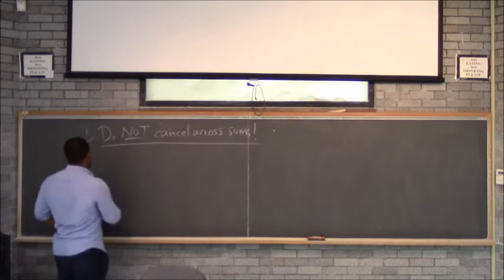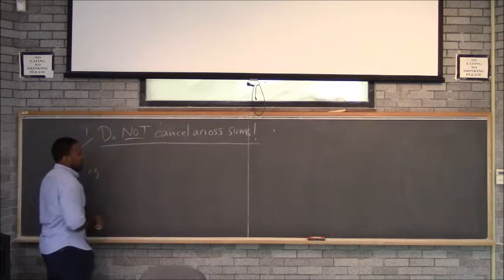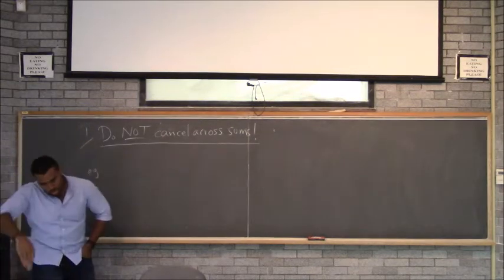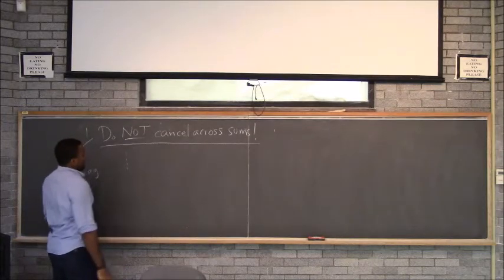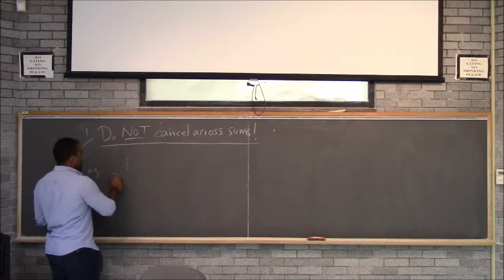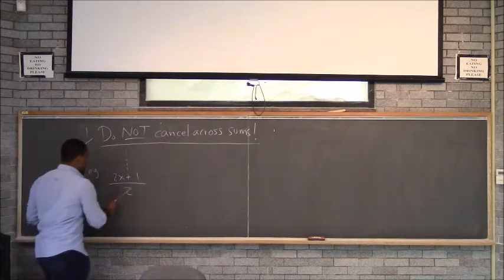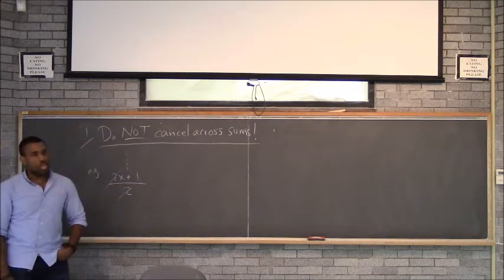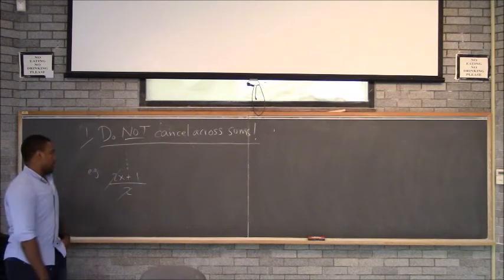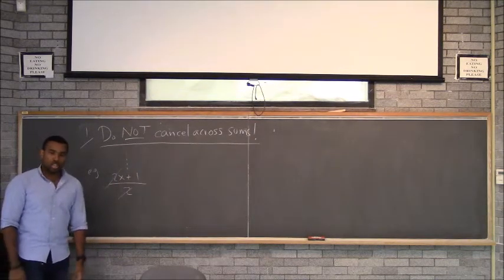To give you a simple example. Say you're working on a problem, you're going through the steps. You eventually get to a point where you end up with 2x plus 1 all over 2, and you go, I can cancel the 2's. You cannot cancel the 2's. This is called canceling across a sum.